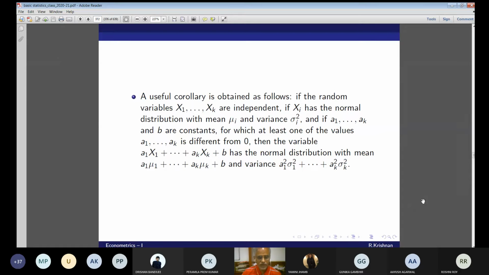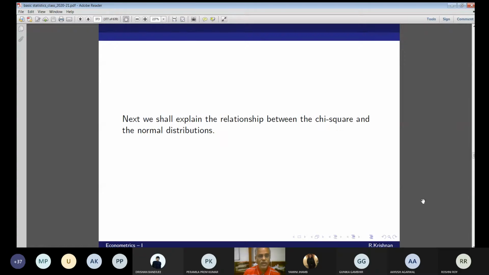A useful corollary is as follows: the random variables x1, ..., xk are independent, and if xi has the normal distribution of mean mu i, this can be read later.